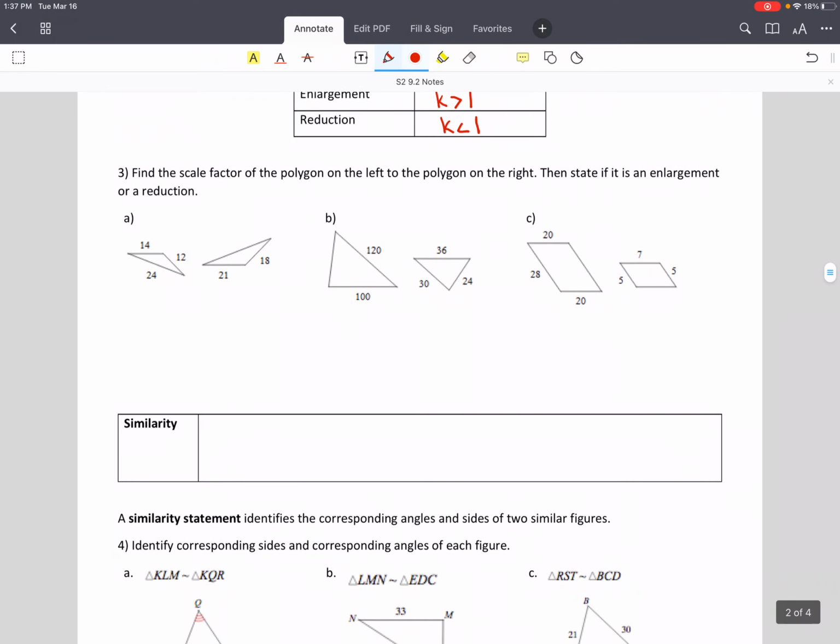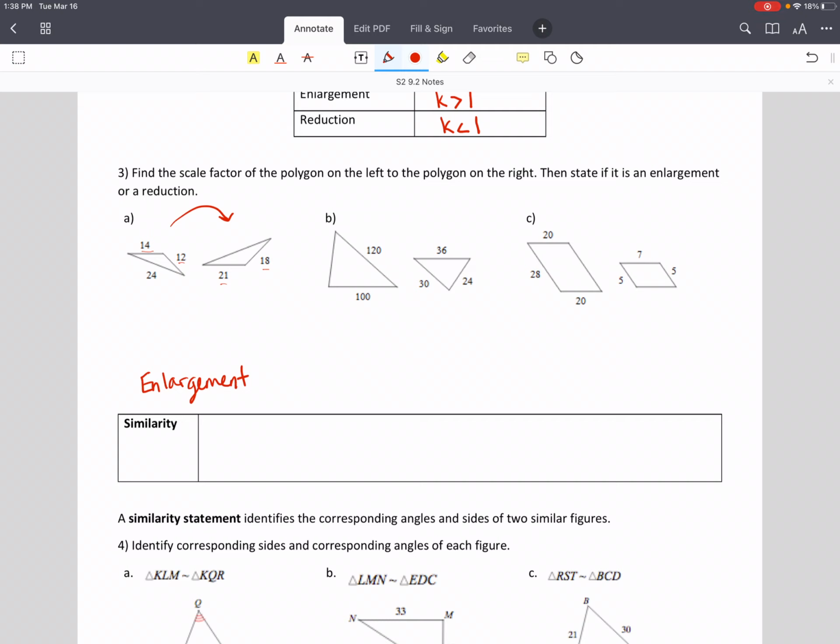So find the scale factor from each polygon on the left to the right, and then state if it's an enlargement or a reduction. I might just start with that, just because you can tell by looking at it. If I'm going from left to right, 14, 12 to 24, 14, 21. Oh, see how these side lengths are getting bigger? So I know that's going to be an enlargement. So that tells me that my scale factor should be bigger than 1.